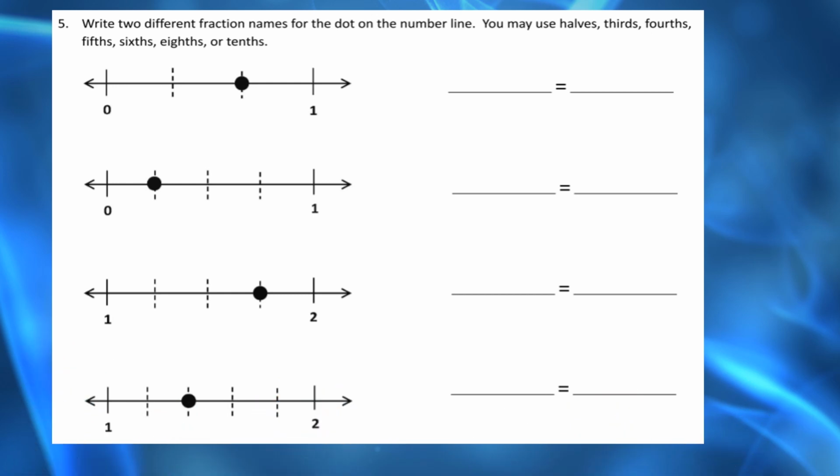Here we are at number 5. Number 5 says write 2 different fraction names for the dot on the number line. You may use halves, thirds, fourths, fifths, sixths, eighths, or tenths.